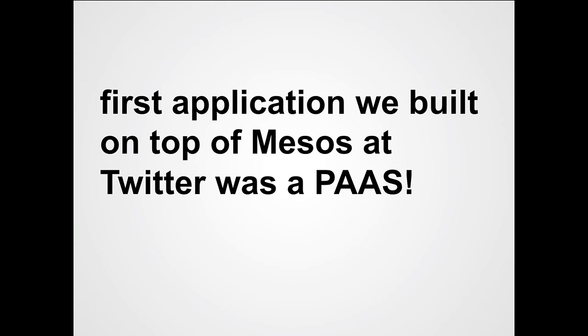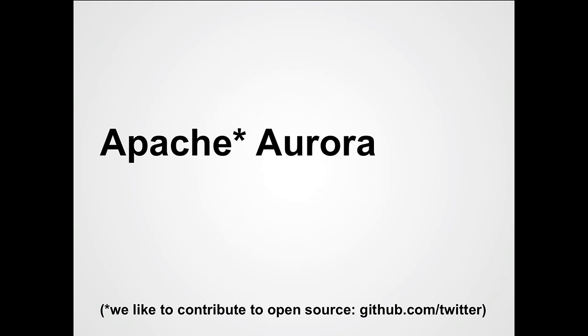So, Mesos is about building applications, and what was really interesting was the first application which we built on Mesos at Twitter was a PaaS. We built this thing such that you could just write applications directly, and the first thing that we actually built was a PaaS. It's called Aurora. It's been open sourced under Apache as well. It's for the most part just getting out there. We just open sourced it, but you can go ahead and check it out. Twitter loves to contribute back to open source. There's lots of other great projects as well. You can go check those out as well.